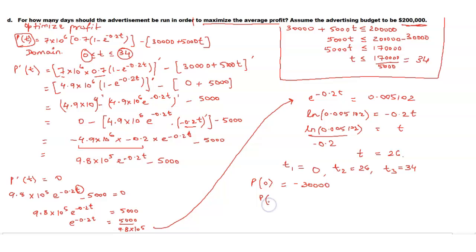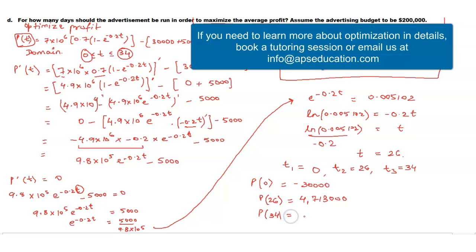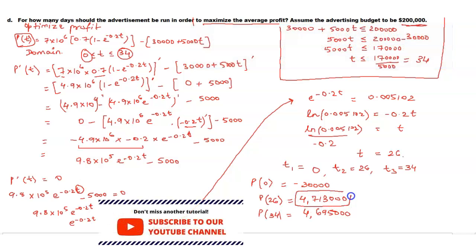When you sub in 26 in there, the profit is going to be 4,713,000, and when we sub in 34, the profit is going to be 4,695,000. From here we would see that the maximum profit is when the advertisement runs for 26 days. From here the company is going to decide that it's best to run the advertisement for 26 days in order to have the maximum profit, and that is your final answer.